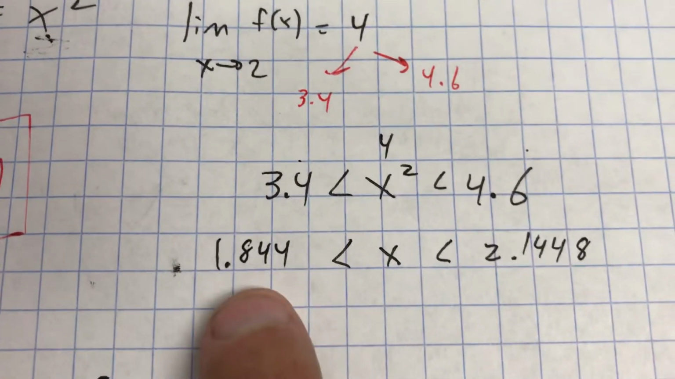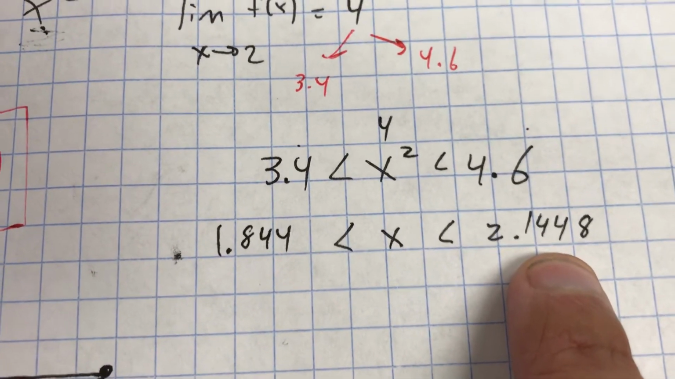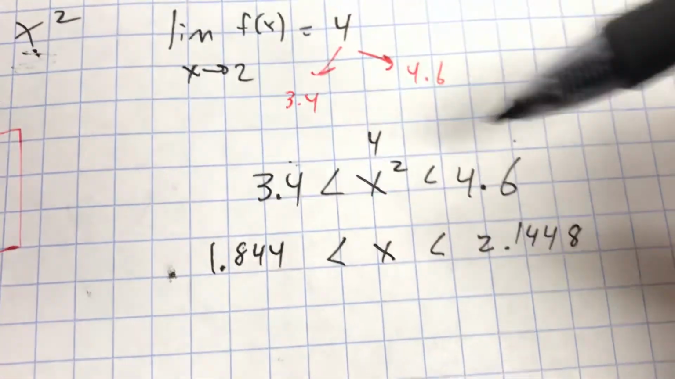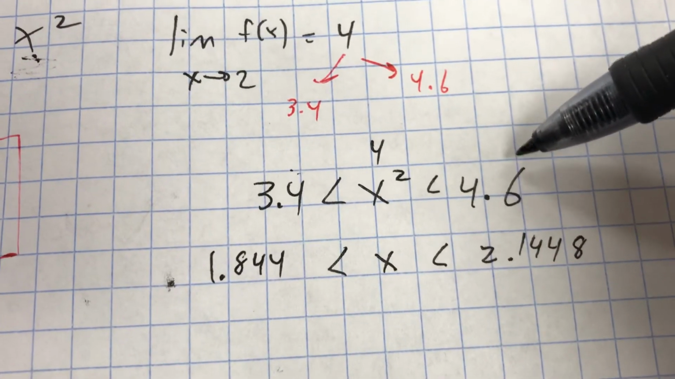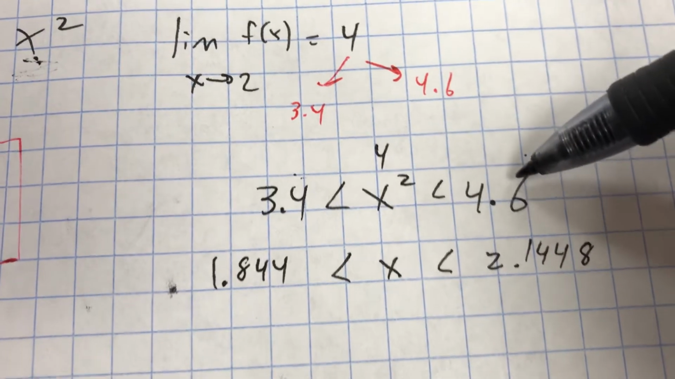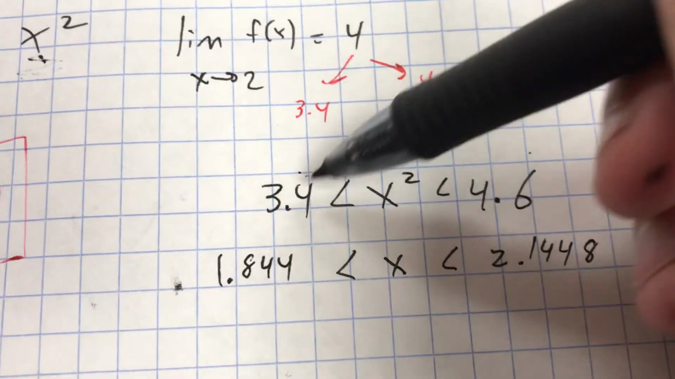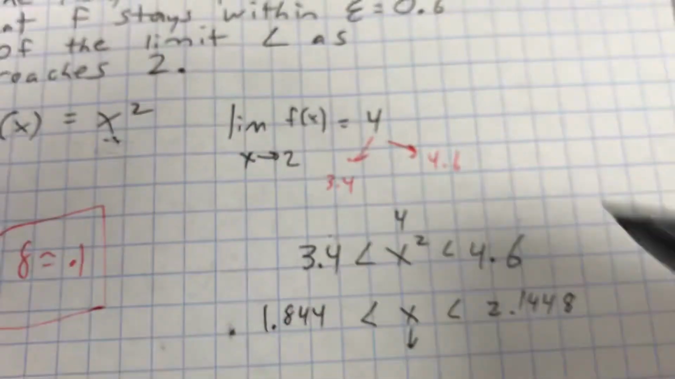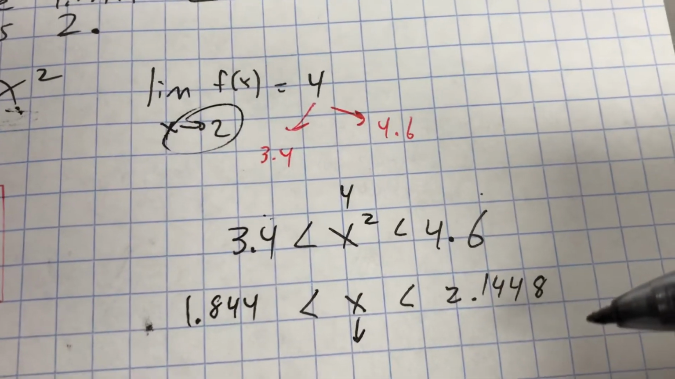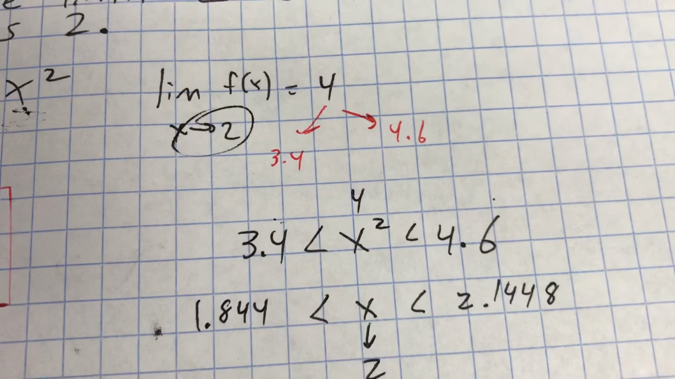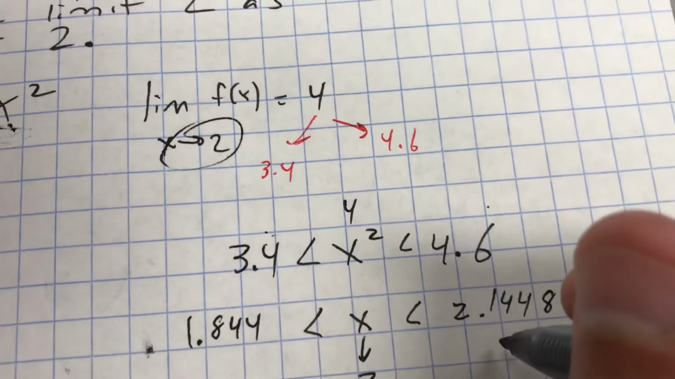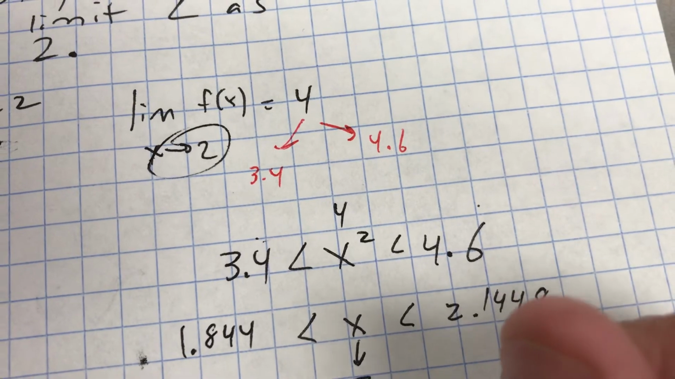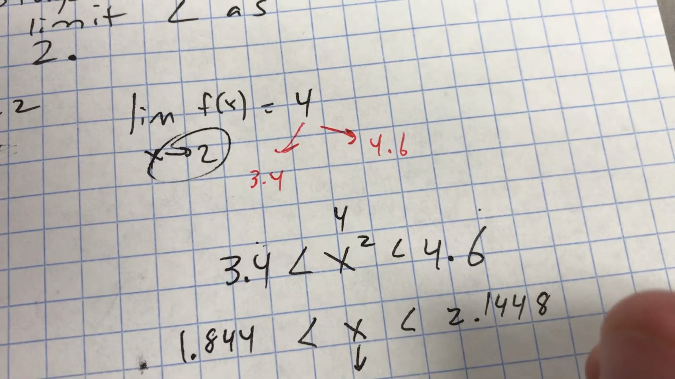Okay? These are not the delta value. The delta is the change in the x. So just like epsilon isn't 3.4 and 4.6, epsilon is 0.6. I'm going up 0.6 from 4, I'm going down 0.6 from 4. Same thing here. Our x value is approaching 2, so we want to know how far above 2 it's going. Well, from 2 to 2.1448 would give us a change in x of about 0.1448.